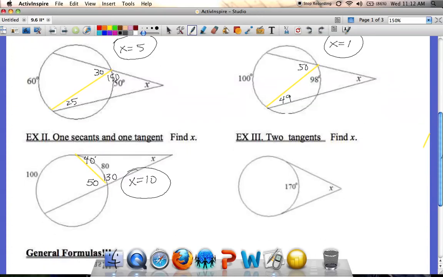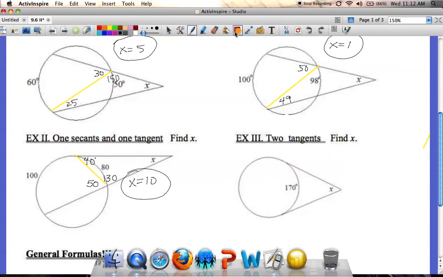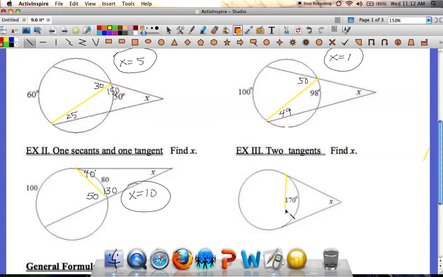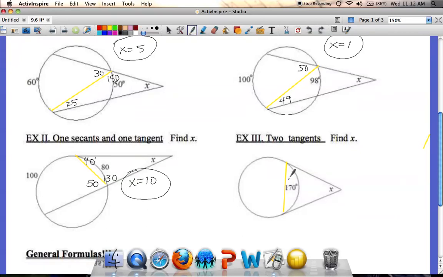The last example of two tangents. We'll draw this chord here, and we know that the tangent and the chord breaks this in half, so this has to be 85 degrees. Again, the tangent and the chord breaks this arc in half for this angle, and that would be 85 degrees. What do we know about two tangents? They are equidistant from the circle. So to find out what X is, we would take 85 plus 85, which is 170, and subtract it from 180, so X is 10.